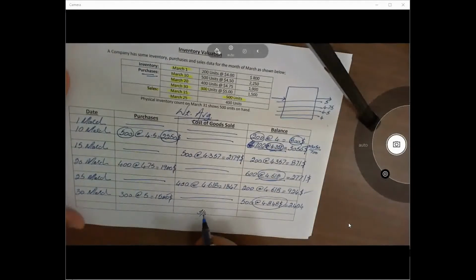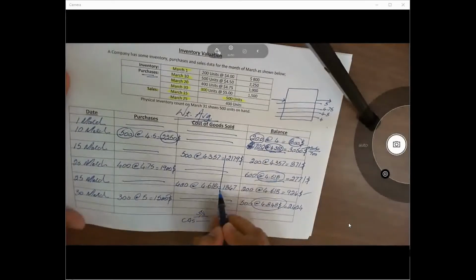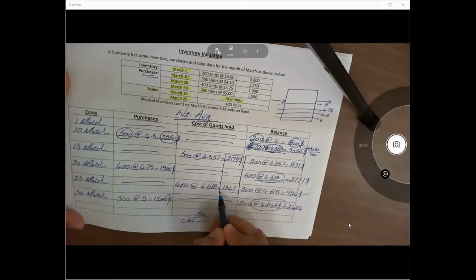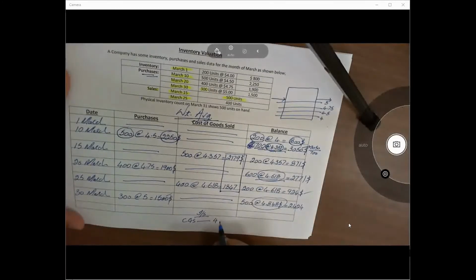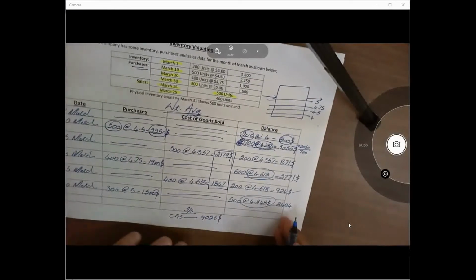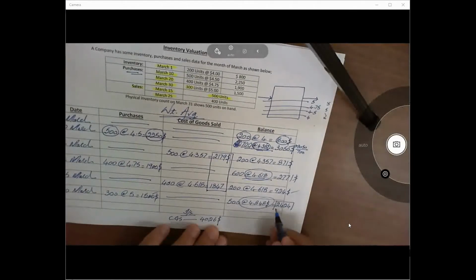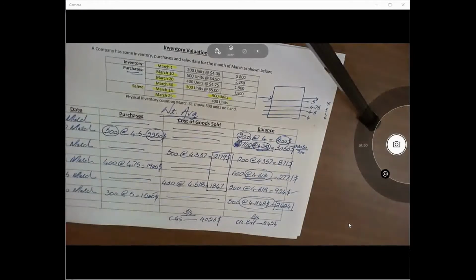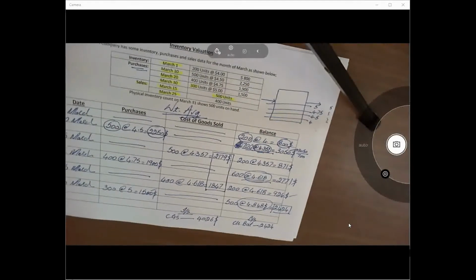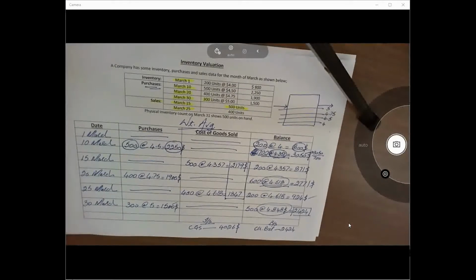So what will be recorded when we use weighted average? In our income statement under CGS, we will record the total of these two values. And the total of these two values is $4,026. On the other side, in our balance sheet, we will be recording only the closing balance of our inventory, 2,424. So this is our weighted average method to calculate the inventory.